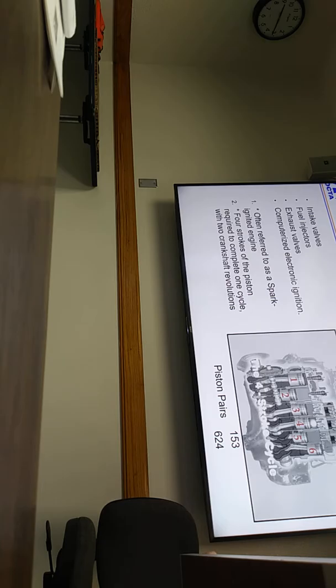No, for each valve? No. I'll go over it again. Okay. So the engine, SI, is often referred to as spark ignited. 4 strokes of the piston required to complete 1 cycle, 2 crankshaft revolutions.